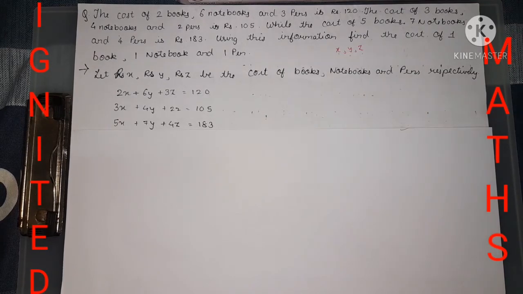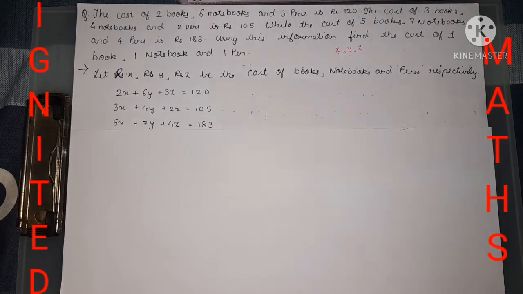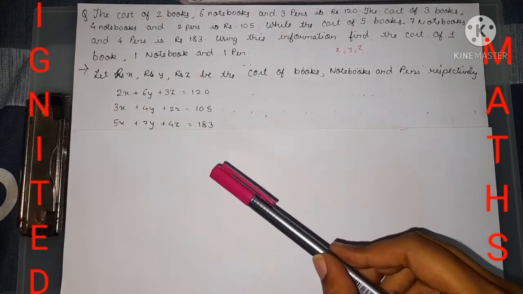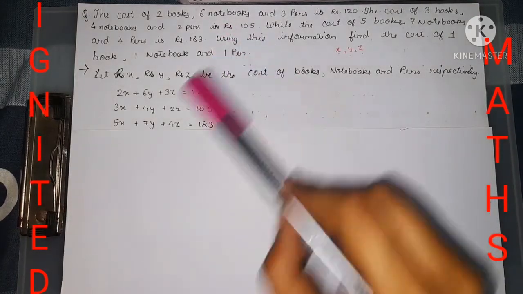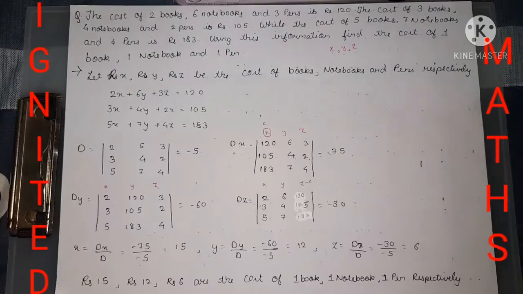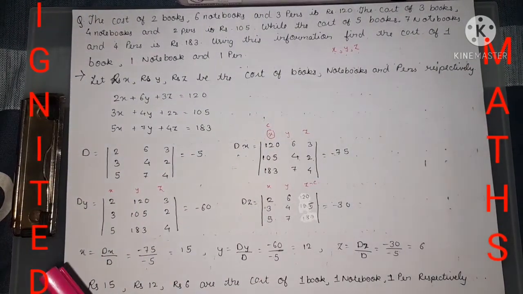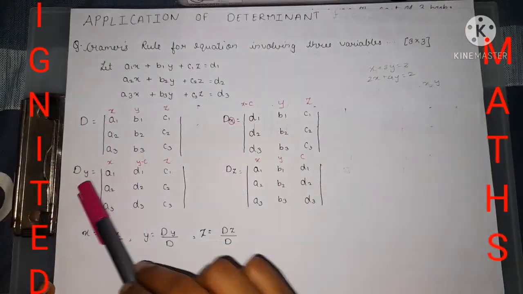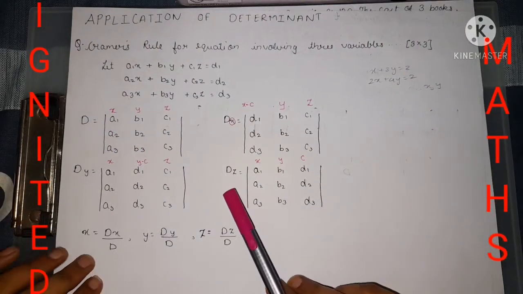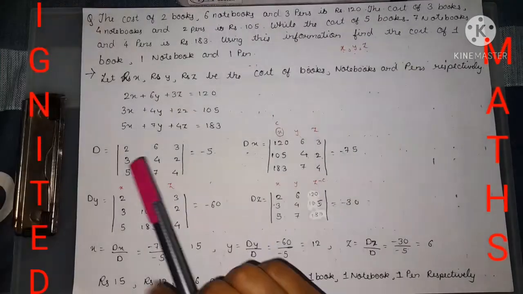In the previous example, the linear equations were already given and we just solved the determinant. But over here, we need to create the linear equations from the word problem. We are going to find the D value, Dx, Dy, Dz as we have done earlier. The same procedure is applied over here. Now I am going to repeat it.